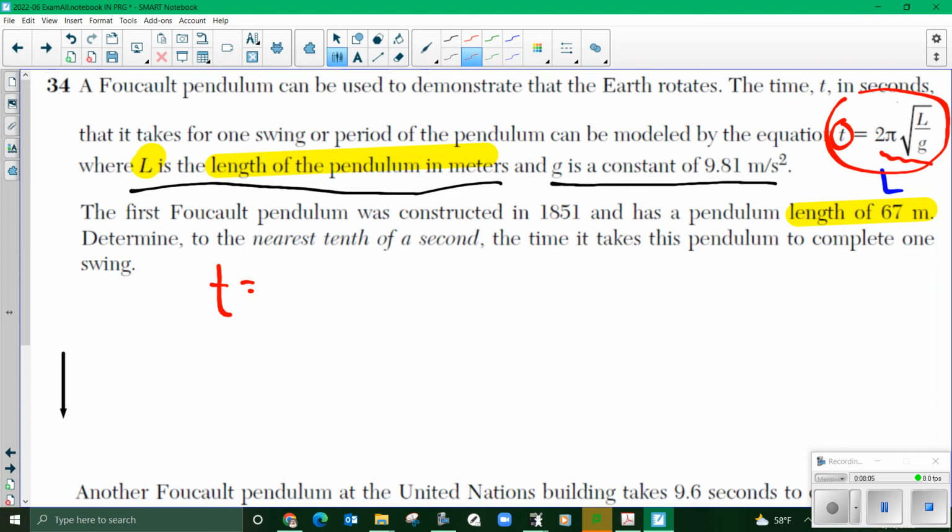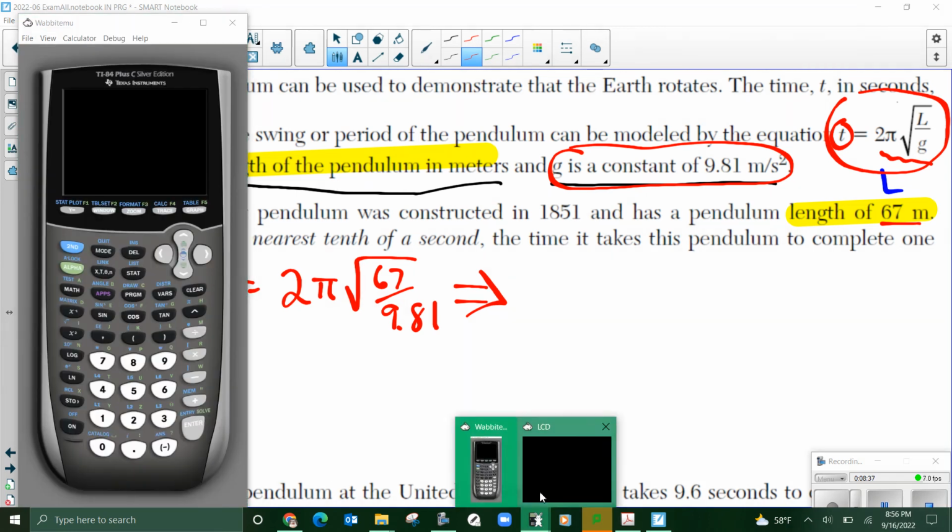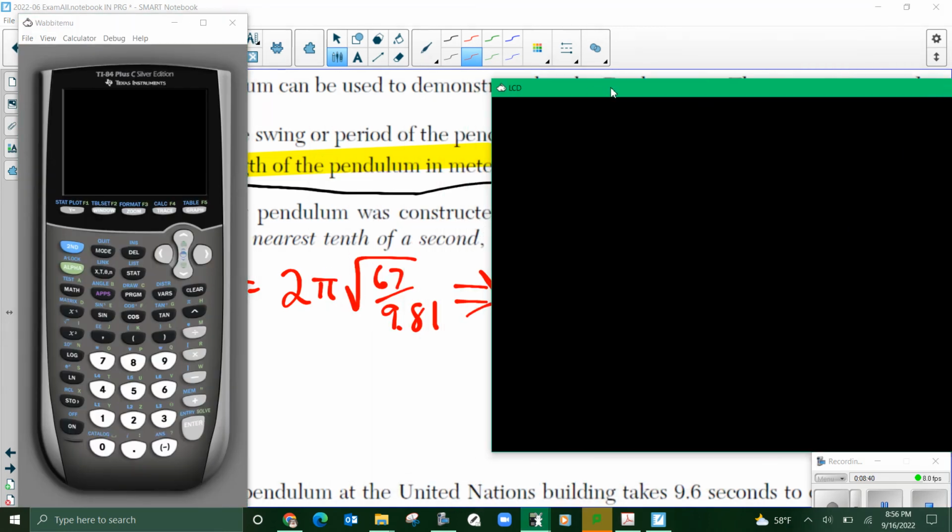So my time is going to equal 2 pi, the square root of L, which is 67. Oh, but it didn't tell us g, did it? It does not tell us in this second paragraph what g is. g is a constant, which means it's always 9.81. So I am just going to put this right in my calculator. It is a fantastic thing that we get this calculator.